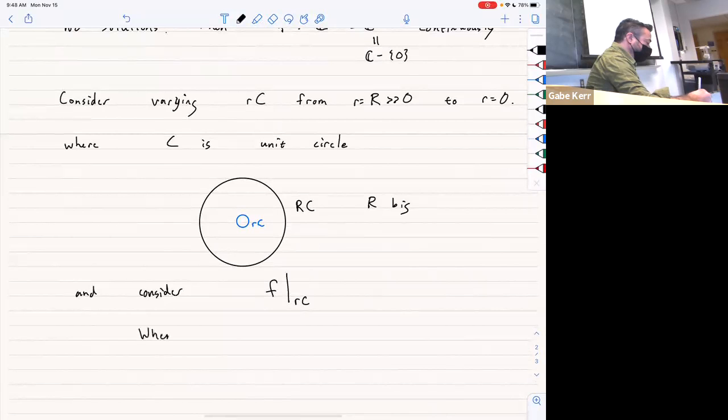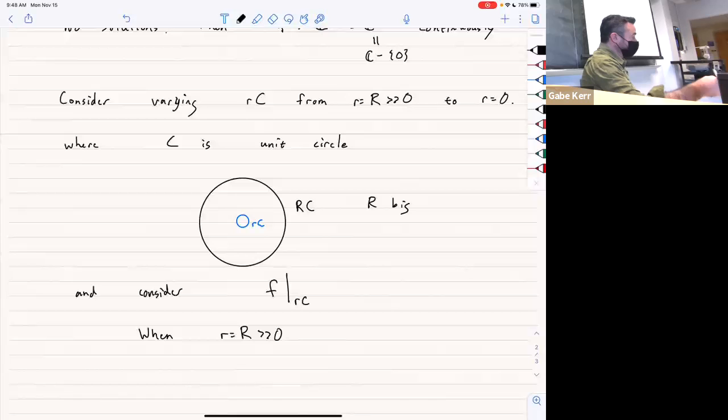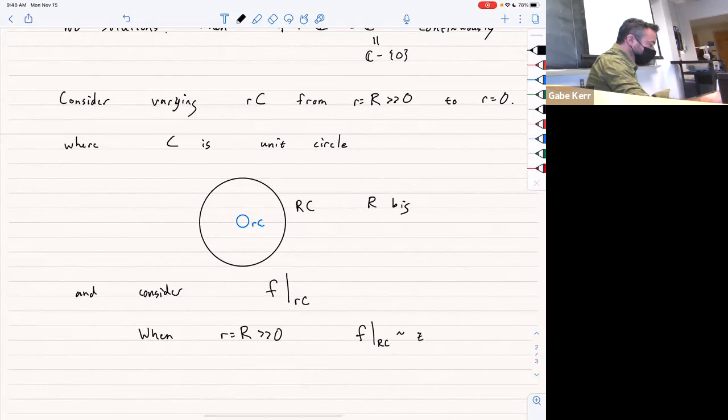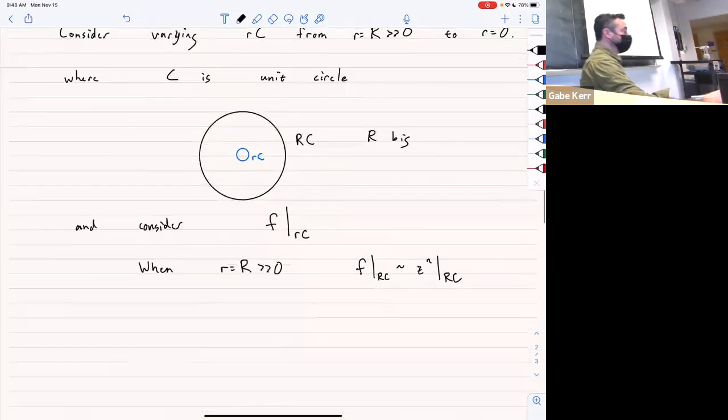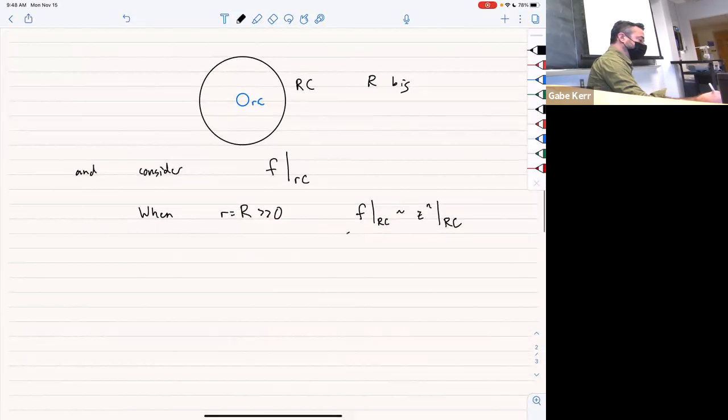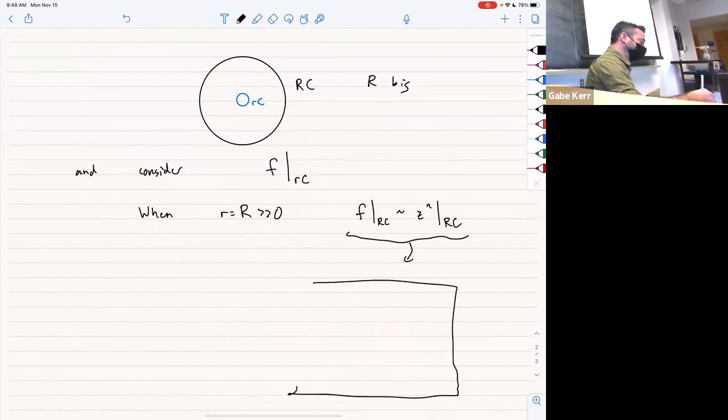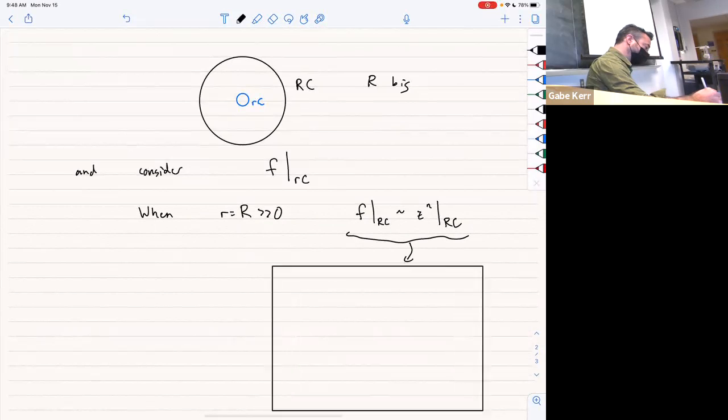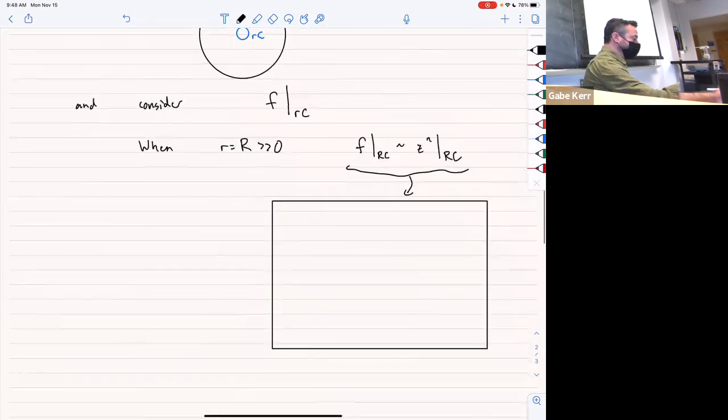So when r is equal to capital R, it's really big, our big circle. You know that f restricted to capital R's circle looks like z to the n restricted to that circle. That's how it looks. And our little cartoon of this is the following. Here's the complex plane, here's the image.